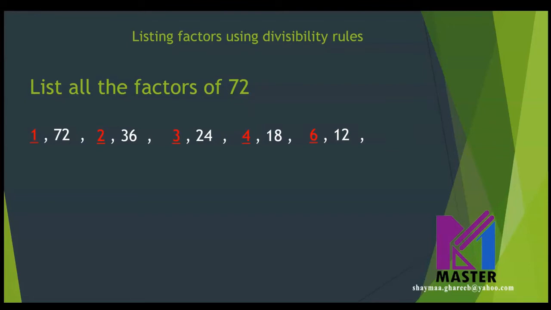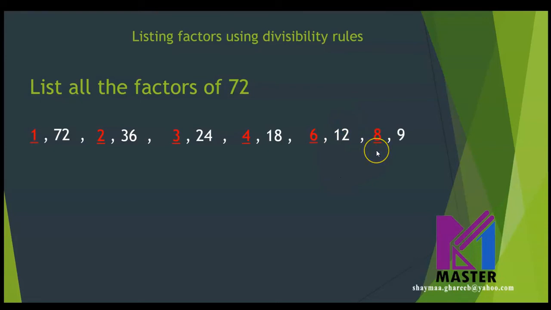What about 8? How to check divisibility by 8? I can find the half of the number 3 times. Half of 72 is 36. This is the first half. The second half is 18. Can I find the half of the 18? Yes, it's 9, which means 72 is divisible by 8, which is 8 times 9.